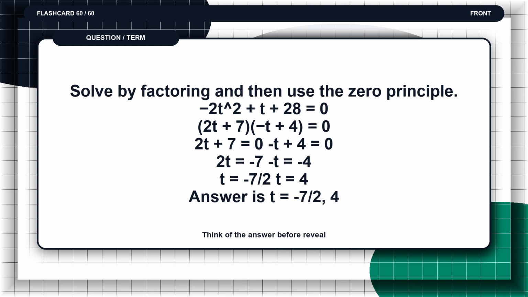Flashcard 60. Solve by factoring and then use the zero product principle. -2t² + t + 28 = 0. (2t + 7)(-t + 4) = 0. 2t + 7 = 0 or -t + 4 = 0. 2t = -7, t = 4. t = -7/2, t = 4. Answer: t = -7/2 or 4. Think of the answer before the reveal.